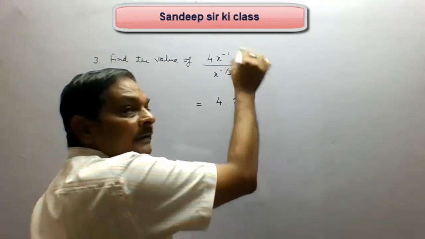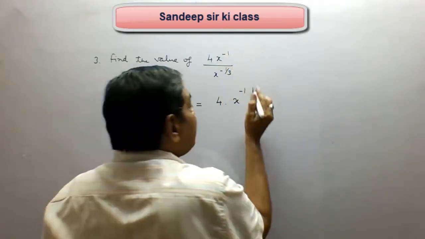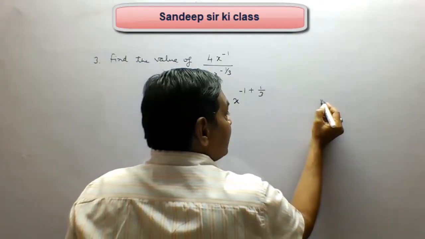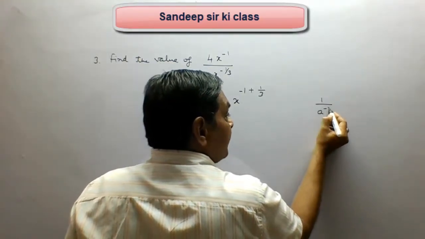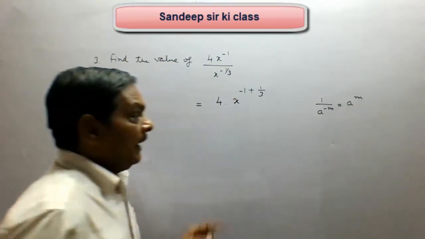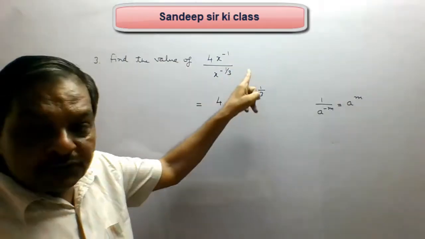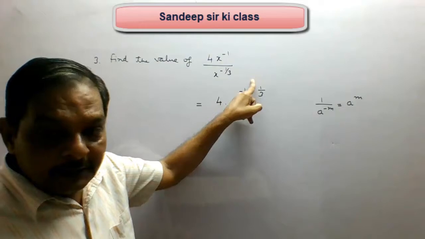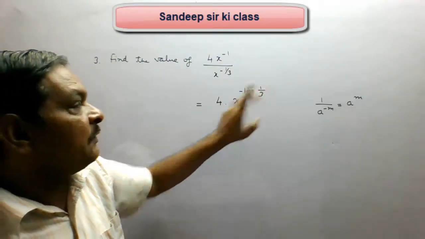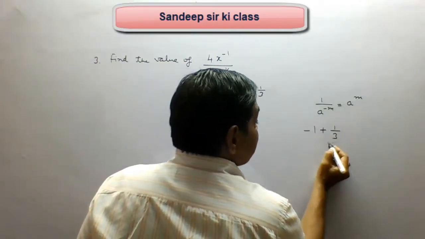When it goes to the numerator, the power will become positive, so it will be plus 1 upon 3, because we know that 1 upon a raised to the power m can be written as a raised to the power m. So x to the power minus 1 upon 3, when it goes in the numerator, becomes positive, so it will be plus 1 upon 3. Now minus 1 plus 1 upon 3 can be simplified.